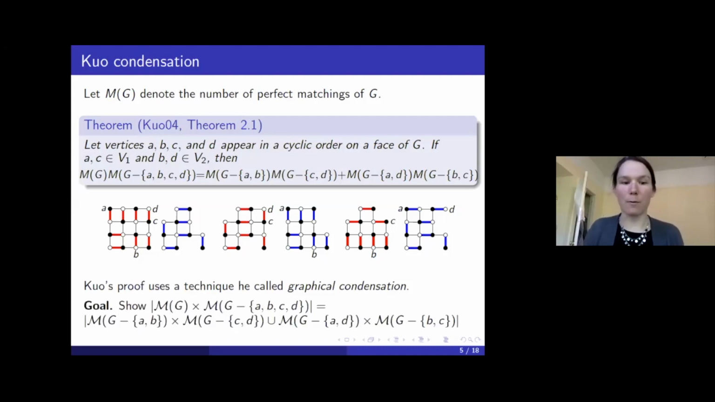And so what we're going to do is, if we let script M of G denote the set of perfect matchings of G, we're going to show that the Cartesian product of M of G with M of G minus A, B, C, D has the same size as this set, which I'm not going to attempt to say out loud, but you can all read.